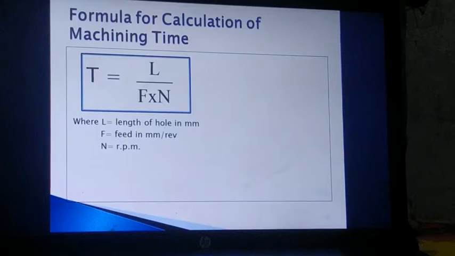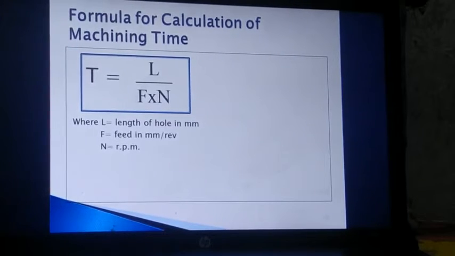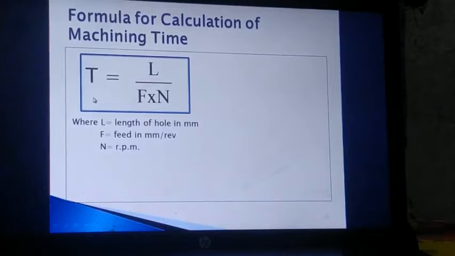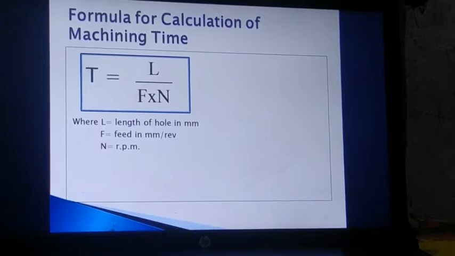Now this is the basic formula to calculate the machining time for drilling operation on either of the two methods. T is the total time taken in minutes, L is the length of the hole in millimeters, F is the feed in mm per revolution, and capital N is the RPM.